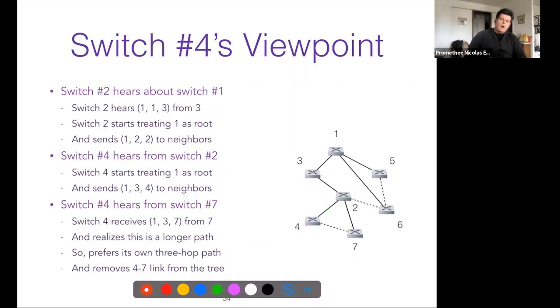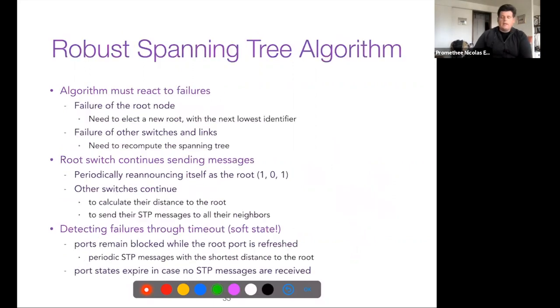Okay. All right, so I let you read. This algorithm must react to failure. It means that either the root node can fail or any other switch or link. That's the reason, in order to make it robust, we need to periodically send messages over all the links to our neighbors.